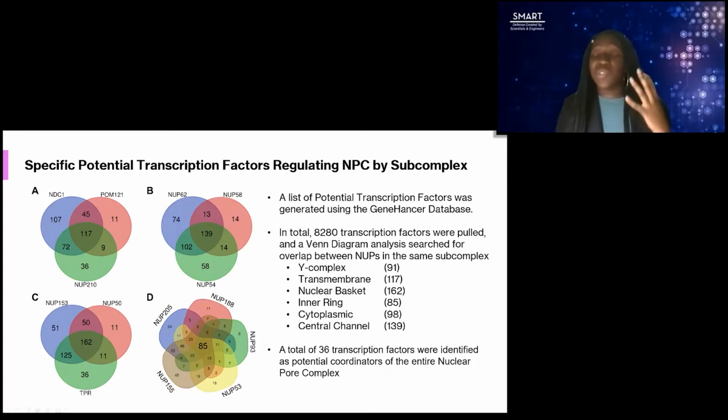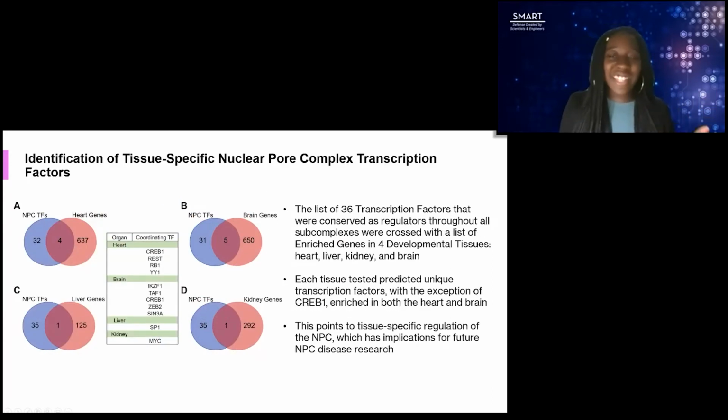And these are essentially true hit transcription factors that are very conserved. Using that list of 36 transcription factors that I found, I crossed those with lists of enriched genes in 4 different tissues, which were heart tissue, liver tissue, kidney tissue, and brain tissue, to find the overlap if there are any enriched genes, regulator genes, for these specific tissues. And those specific genes are listed in this table right here in the center.